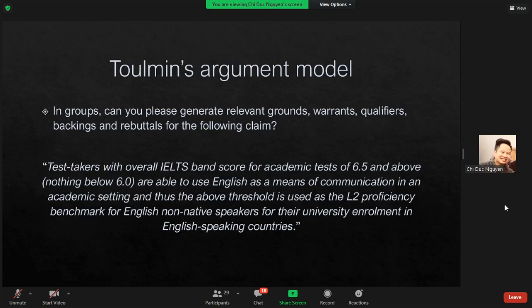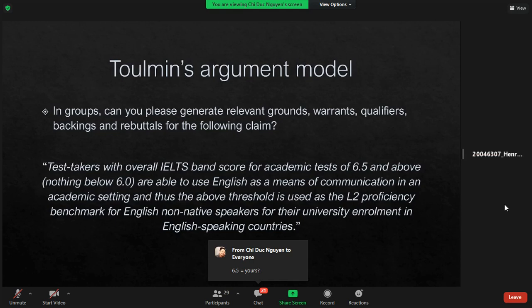If, for example, all of us have 6.5 overall, right? But my test is easier than that of Ngọc Anh and of Henry, right? So is my 6.5 equal to your 6.5? Is my 6.5 equal to your 6.5?